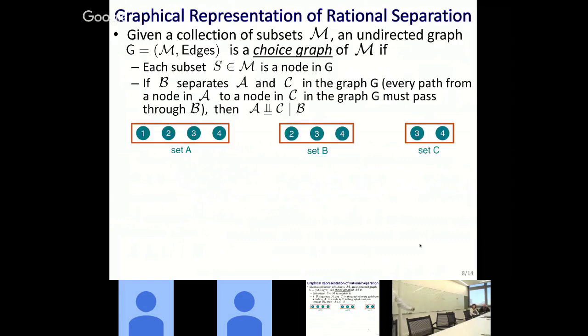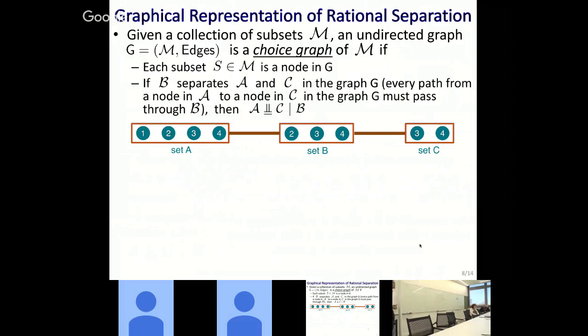So let me give you an example. This is the same three collections I had earlier. We know that B separates A from C. So a choice graph for this context would be this one. It's a line graph. So this line graph satisfies the rational separation property, right? Because B separates A from C in the graph, and we also have that B rationally separates A from C.